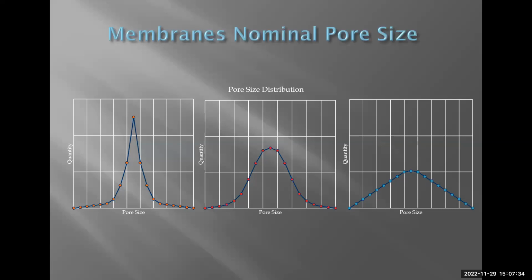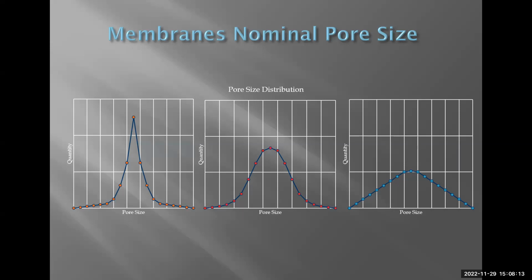Now, not all membranes are created equal. Here's an example of the nominal pore size for 3 different membranes. Now, if these were all UF membranes with a nominal pore size of 100,000 molecular weight cutoff, you can see that the membrane on the far left has most of the membrane pores distributed right around that 100,000 dalton cutoff. The membrane in the center has a slightly wider distribution, while the membrane on the right has a very wide distribution. The reason you want a membrane with a very narrow distribution of your membrane's pore size is so that you don't have larger particles carrying over in your permeate.